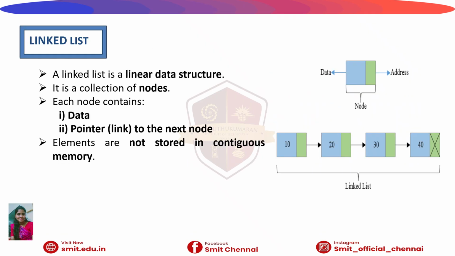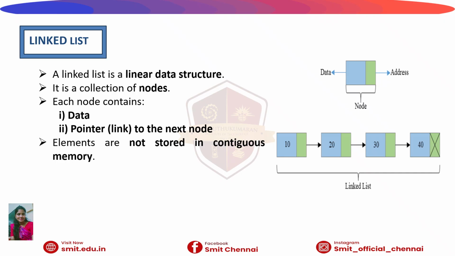Linked list. A linked list is a linear data structure made up of nodes. Each node has two parts. One is data and another one is pointer. The data stores the value and a pointer which points to the next node in the list.